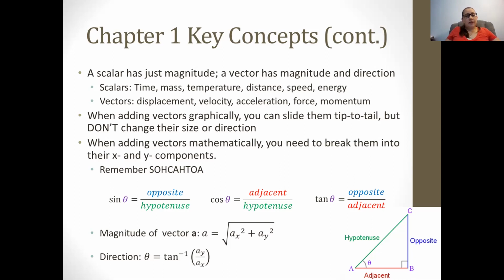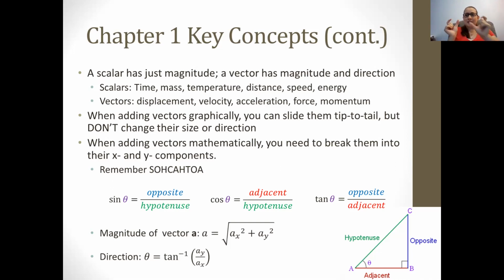Now, usually with a vector, we represent it as an arrow because that shows us both a length, the magnitude, and the direction. And when we're adding vectors graphically, so drawing them out as arrows, you can take that arrow and slide it around anywhere you want it to go, as long as you don't change the size or the direction, right? Because those are the important things for a vector. If you change one of those, you've changed the whole vector.